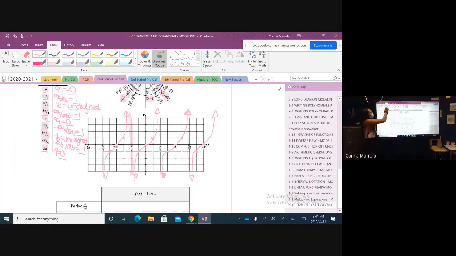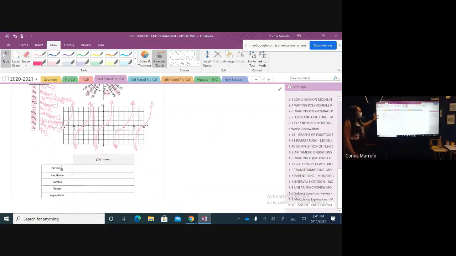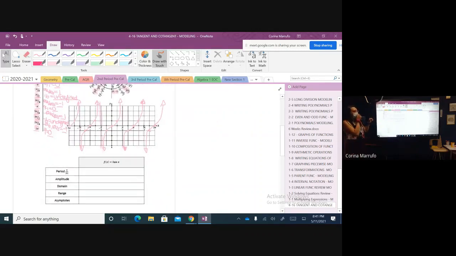And then the same thing for the last section, except we don't have enough space for the other one. Okay, and then it just keeps following the same pattern over and over again. So here, these are the characteristics of tangent.